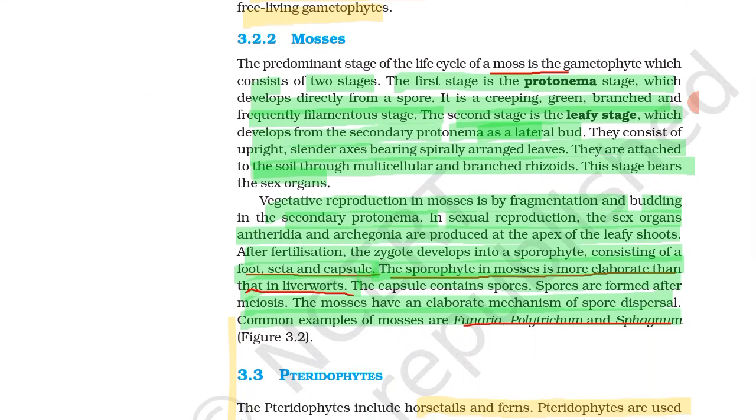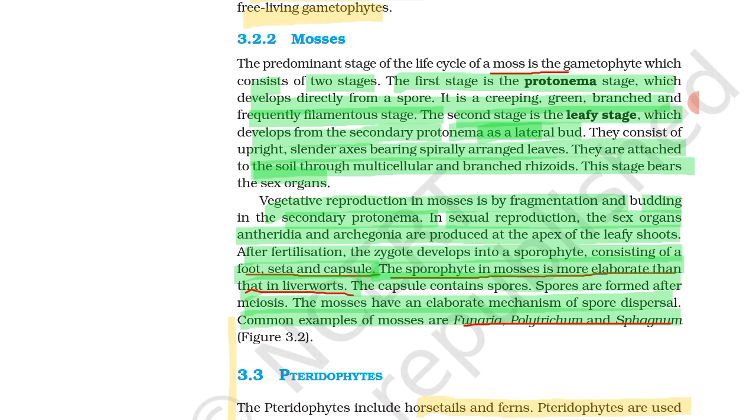Next is mosses. The predominant stage of the life cycle of mosses is the gametophyte, which consists of two stages. The first stage is the protonema stage, which directly develops from spores. It is a creeping, green, branched, frequently filamentous stage. The next is the leafy stage, which develops from the secondary protonema as a lateral bud. It consists of an upright slender axis bearing spirally arranged leaves. They are attached to the soil through multicellular and branched rhizoids. This stage bears sex organs.